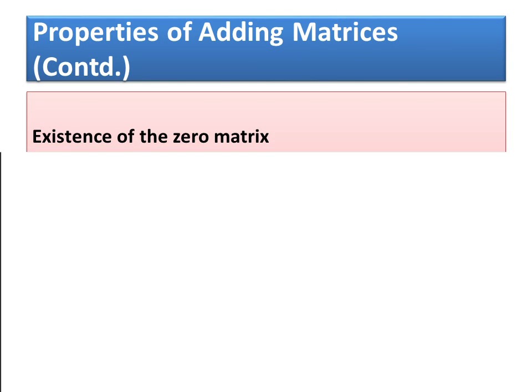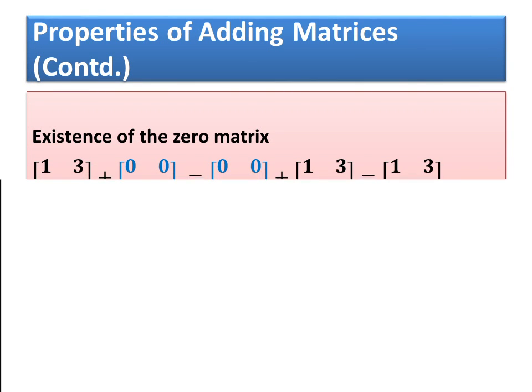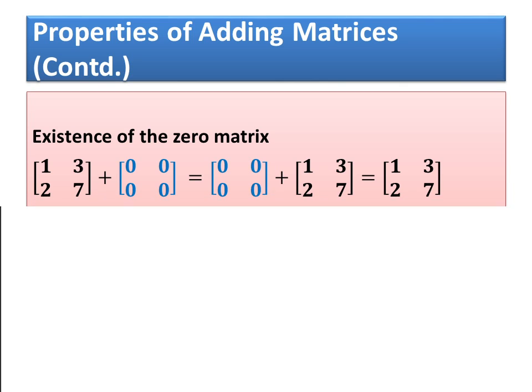We have the zero matrix, which is the identity of addition. So when I add a matrix to the zero matrix, I get the matrix A. So if I have 1, 3, 2, 7, I add to it its zero matrix, so it will be a 2 by 2 matrix. All elements are 0. So 1 plus 0, again I get 1. 3 plus 0, I get 3. 2 plus 0, I get 2. 7 plus 0, I get 7. So this is the identity of addition.